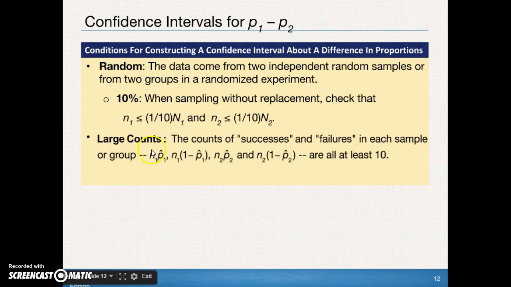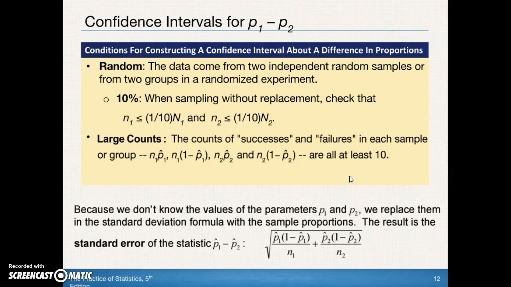And then our large counts condition, that's the one that we use to prove normality. Again, we've shown this already in the first video, but we want our n times, and notice it's going to be a p hat this time because we're not going to know p, and then an n times 1 minus p hat, and the same thing for the second group. And you want them all to be at least 10.